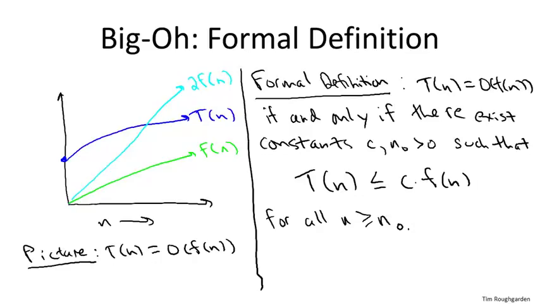So going back to the picture, what are c and n naught? Well, c of course is just going to be 2, and n naught is the crossing point. So if we look at where 2f of n and T of n cross, and then we drop the asymptote, this would be the relevant value of n naught in this picture. So that's the formal definition. The way to prove that something's big O of f of n, you exhibit these two constants, c and n naught, and it better be the case that for all n at least n naught, c times f of n upper bounds T of n.